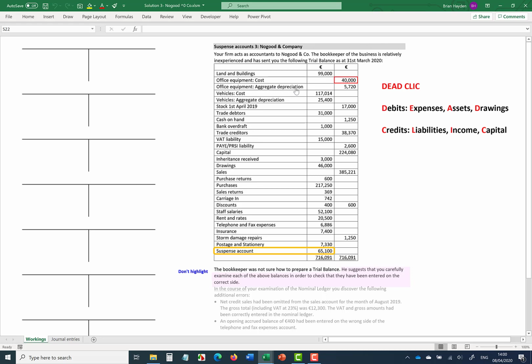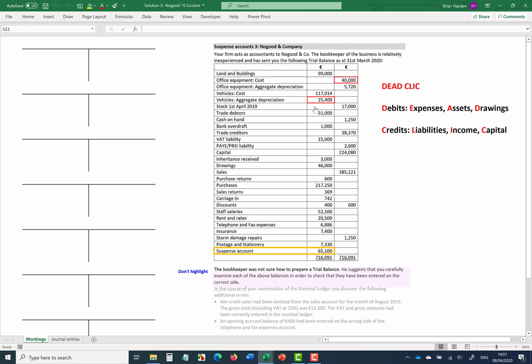Office equipment aggregate depreciation. Okay, aggregate depreciation is technically known as provision for depreciation, and a provision is a special class of liability. So liabilities go on the credit side, and that is correctly dealt with. Vehicles cost, okay, another asset, and this time they've been put in the correct column. Vehicles aggregate depreciation, well, you can probably see that if this aggregate depreciation for office equipment is in the correct column, this amount for vehicles must be wrong, so that's another problem.